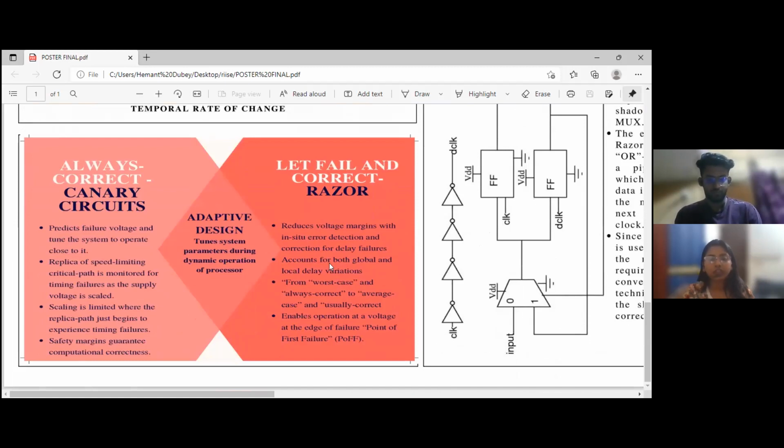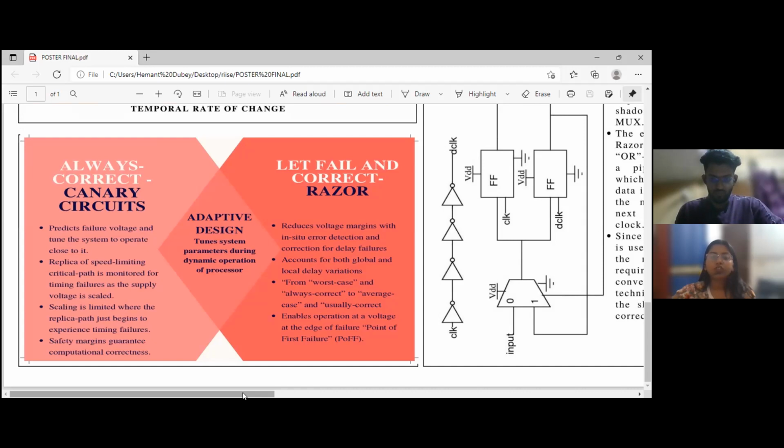First, always correct or canary circuits. It has a replica of the speed limiting critical paths and is monitored for timing failures as the supply voltage is scaled. Scaling is limited where the replica path just begins to experience timing failures. Second, let fail and correct: Razor. It reduces voltage margins with in-situ error detection and correction for delay failures. It enables operation at a voltage at the edge of failure, that is the point of first failure.